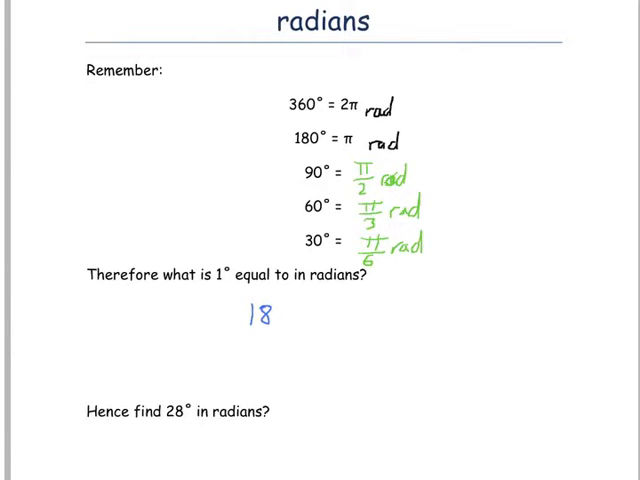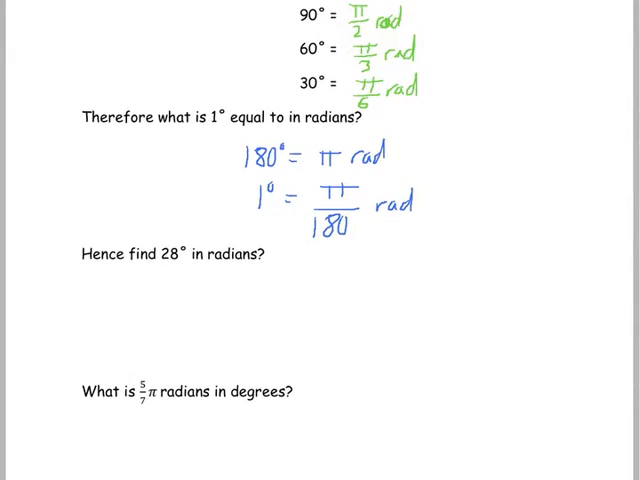So 180 degrees is equal to pi radians. Well, if I divide the left hand side by 180, I must also do it to the right hand side. So that means that 1 degree is equal to pi over 180. So this should now help us to find out what 28 degrees is, because we want 28 lots of the 1 degree. So 28 degrees is equal to 28 pi over 180 radians.